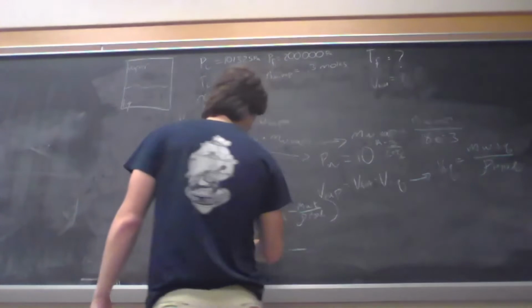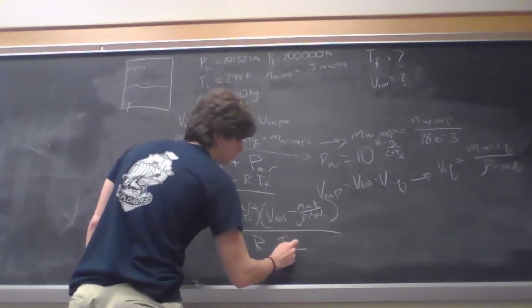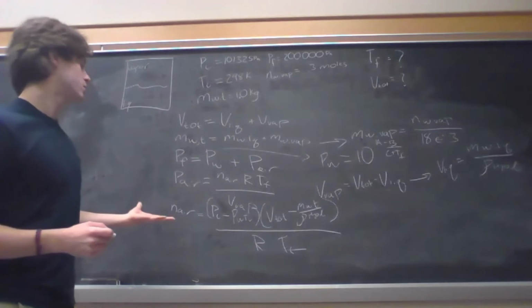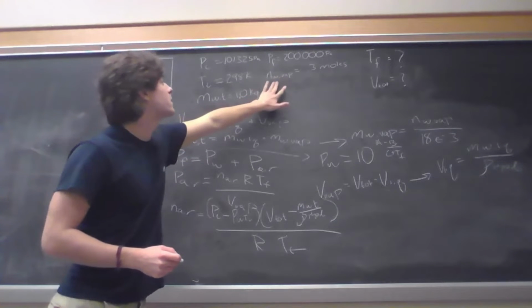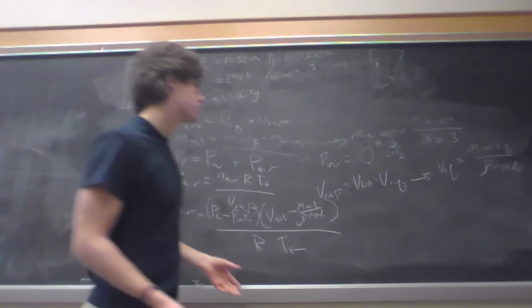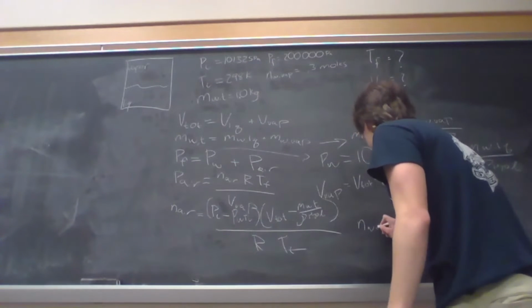And this will all be over our gas constant times our initial temperature. All right, now we're almost finished. The last relationship we need to make to solve this problem is we are going to relate moles back to our final temperature and pressure. So we'll do that using, once again, the ideal gas law.